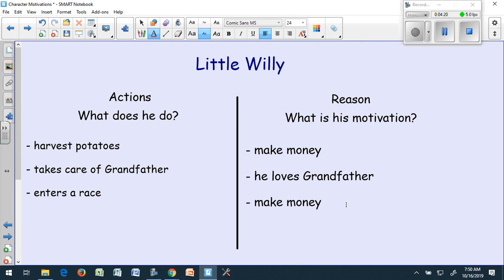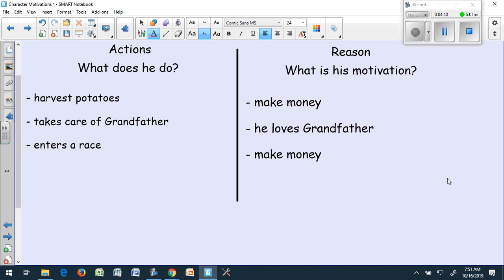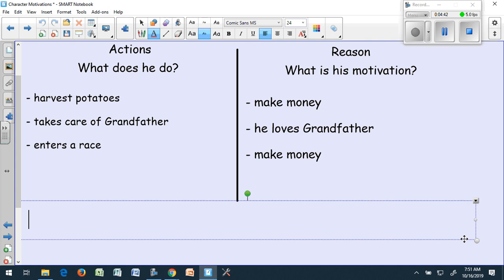But as a reader, and knowing this story, I know that there's a little more to that money than just to make money. So this is the important part. We don't want to just list our actions and our reasons, but we want to be able to say what this tells us about Little Willie. So really, when I'm thinking about making money, I know Little Willie wants to make money so he can save the farm. And I know he wants to save the farm because he thinks it's going to help Grandfather get better. So I'm going to come up with a sentence that explains my thinking about Willie's motivation.